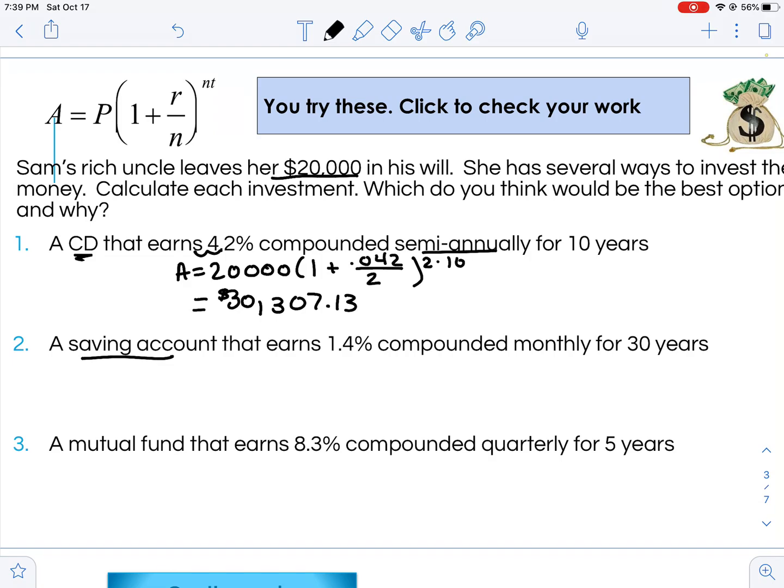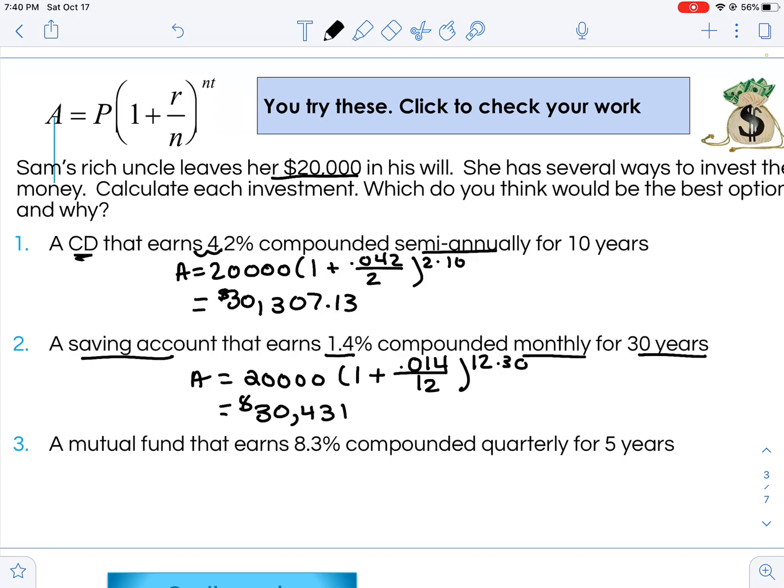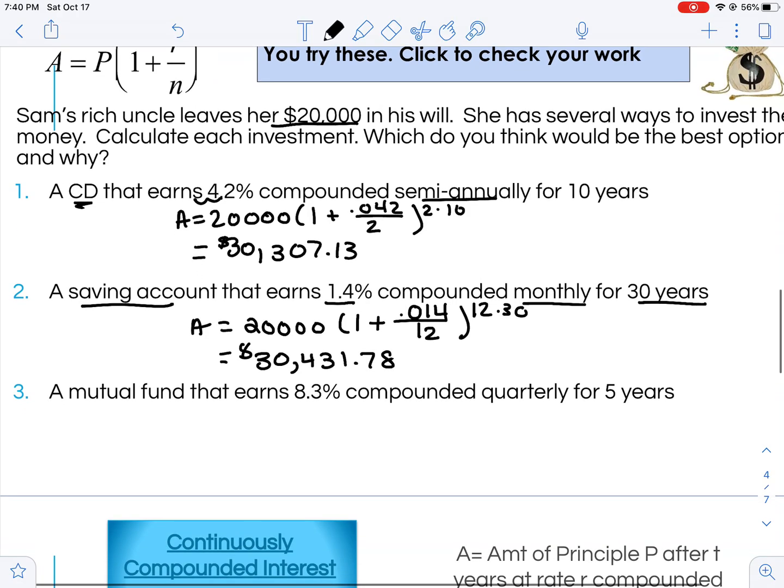Now let's check out the savings account. When you do a savings account, you don't get quite as much interest. So she's going to get 1.4% compounded monthly, but she's going to leave it in there 30 years. So $20,000 and 1.4%. So you got to move that over 2. This is going to look a little weird. 0.014. Now compounded monthly is 12. So 12 times a year times 30 years. Again, we put all that in our calculator. We still get around 30,000. We get a little bit more, $30,431.78.